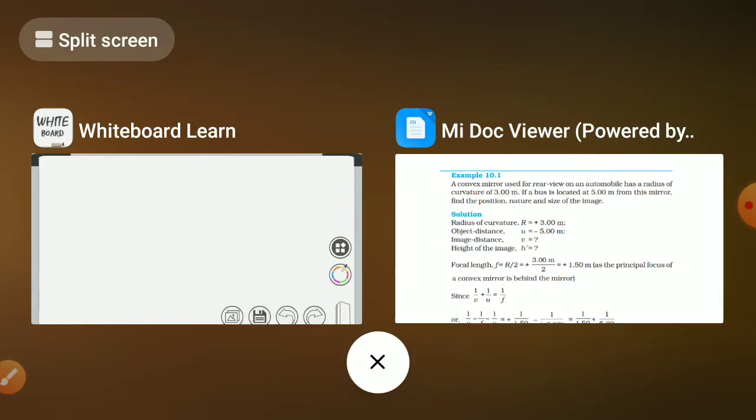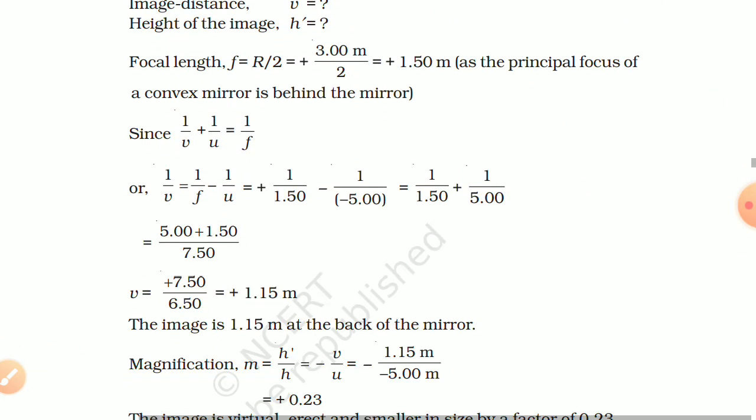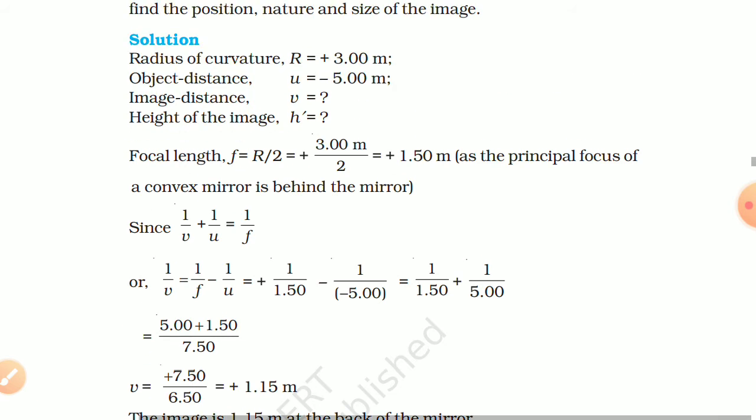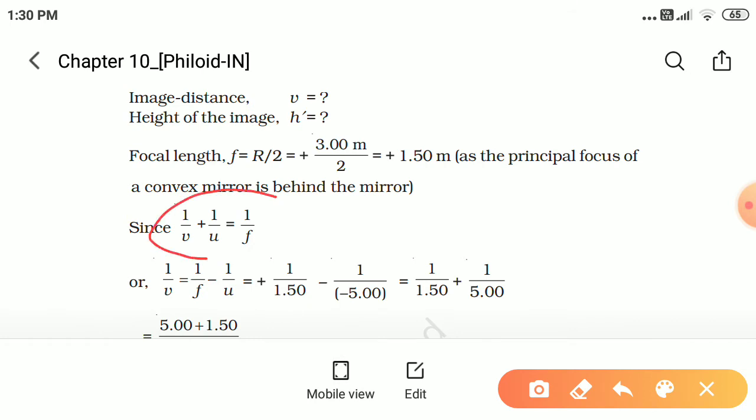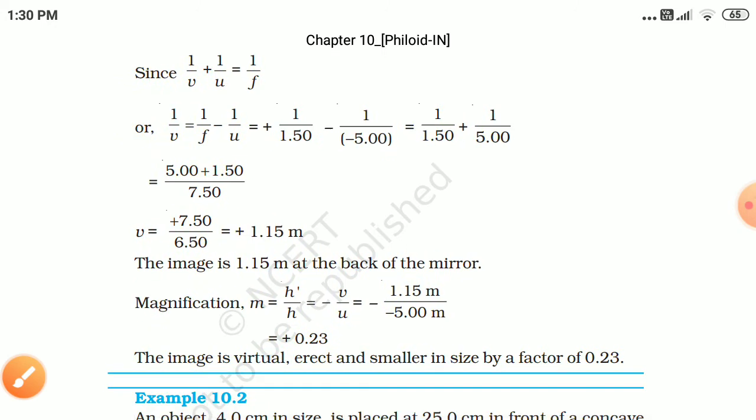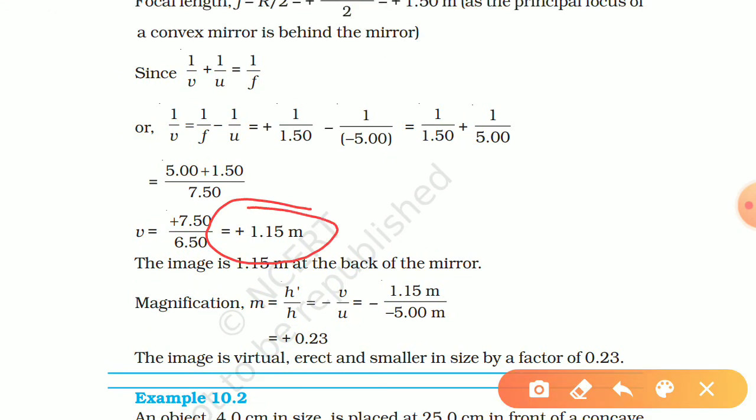Now we know the value of f, so put this value in the equation, and you have to take u as negative. So this is our formula, 1 upon v plus 1 upon u is equal to 1 upon f. So 1 upon u will go to the right side, and it will be 1 upon v equals 1 upon f minus 1 upon u, and that is minus minus, which will be plus. So ultimately we will get v is equal to 1.15 meter and it is plus. So the image is 1.15 meter at the back of the mirror.